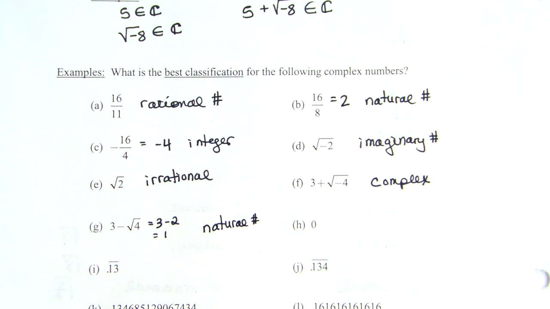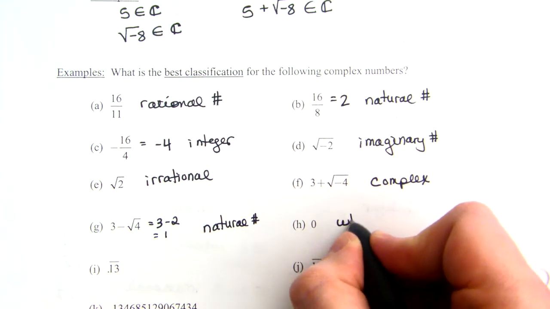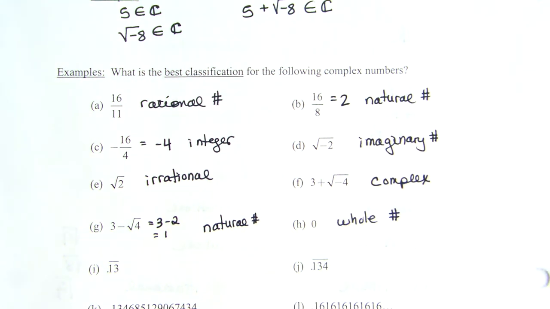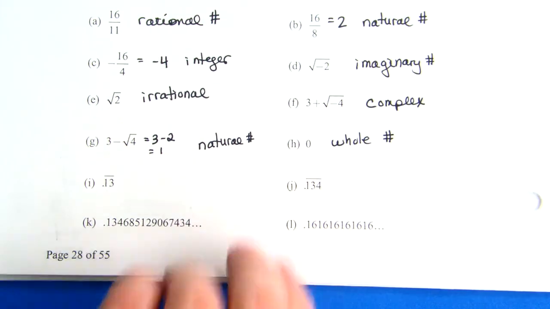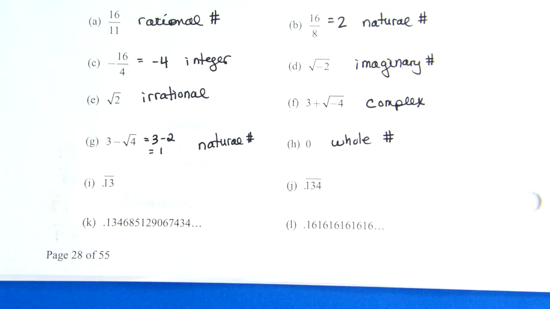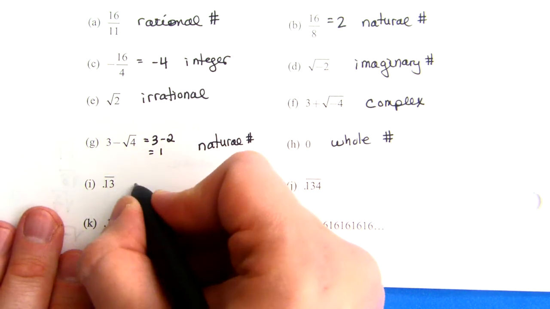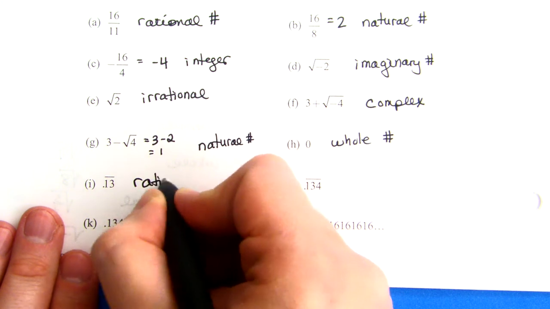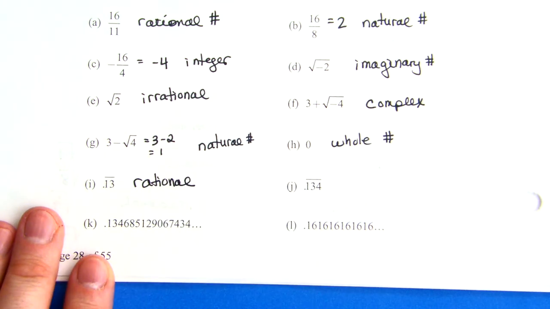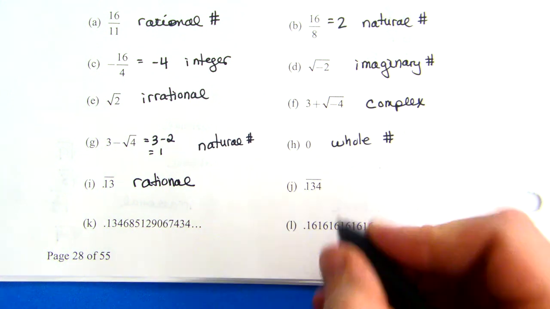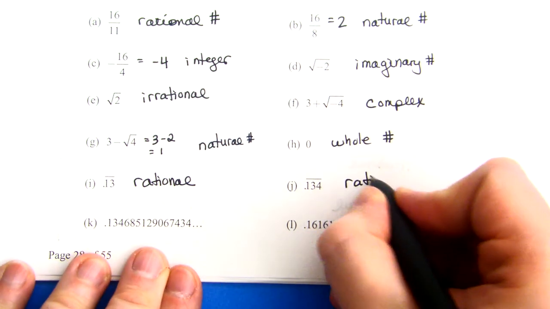Letter H, what about 0? Whole number. What about letter I, 0.13, repeating? Repeating decimals, remember, are rational numbers. So that's rational. 0.134, repeating. Another repeating decimal, that's rational.